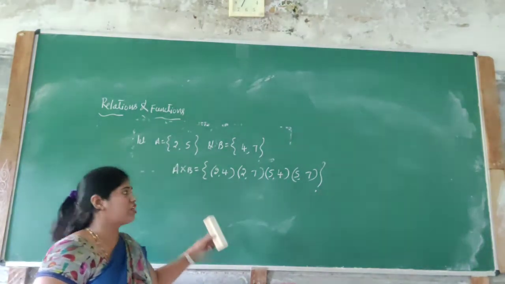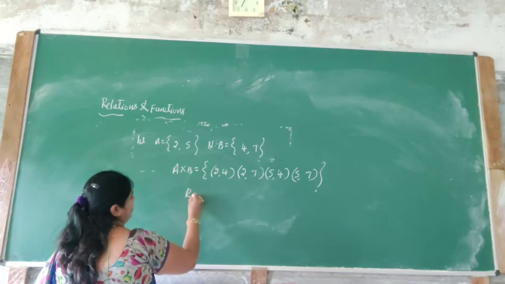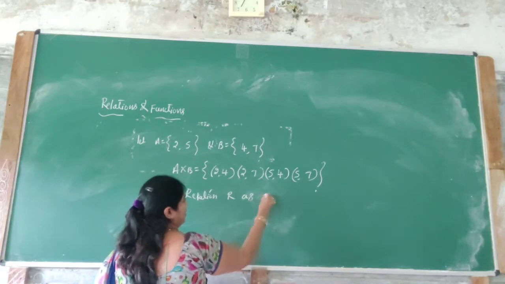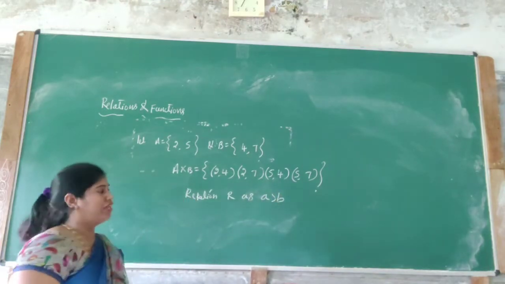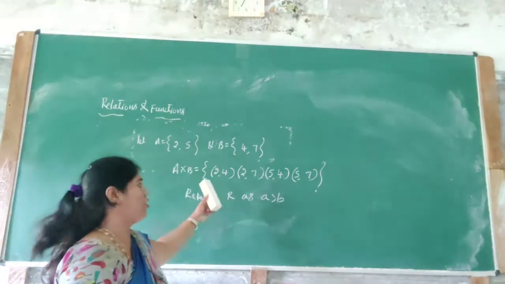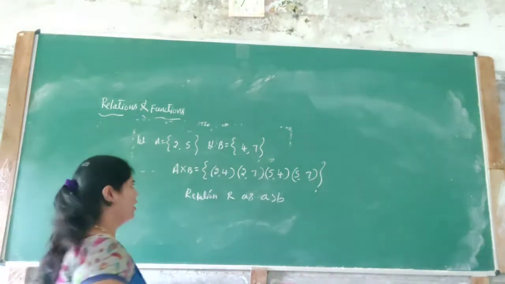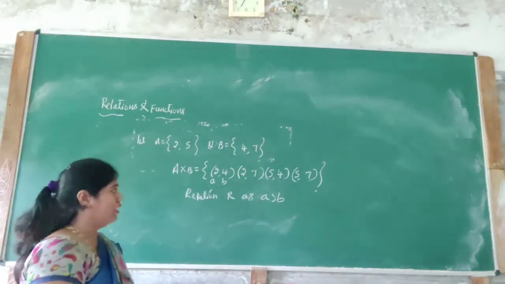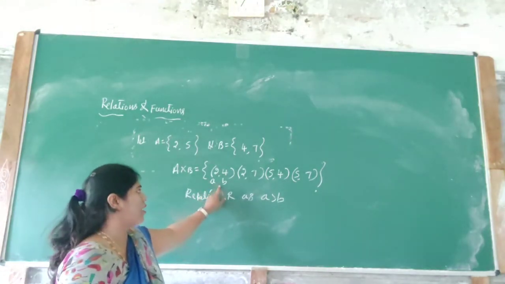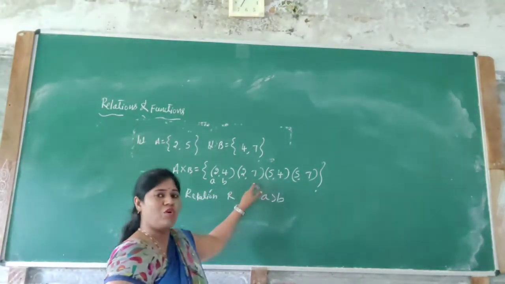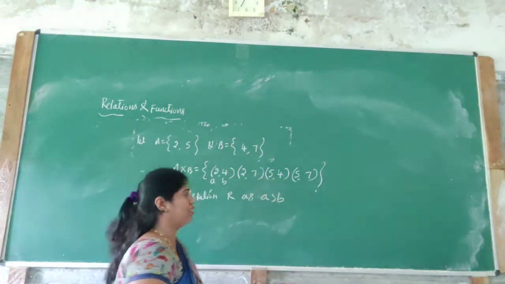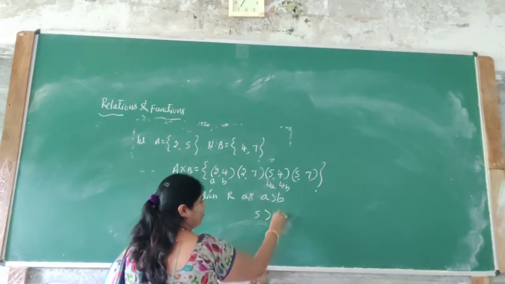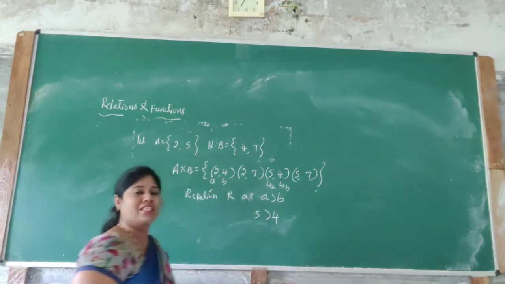We can define the relation R as a is greater than b. We can define a relation from this Cartesian product by the condition a is greater than b. In each pair, the first is a and the second is b. Is a greater than b? In (2, 4), a is smaller than b. Here also a is smaller than b. In (5, 4), a is greater than b, because 5 is greater than 4. In the last pair, a is less than b.